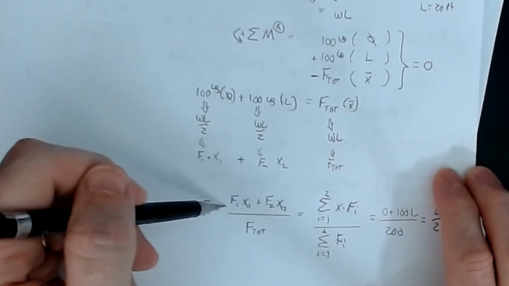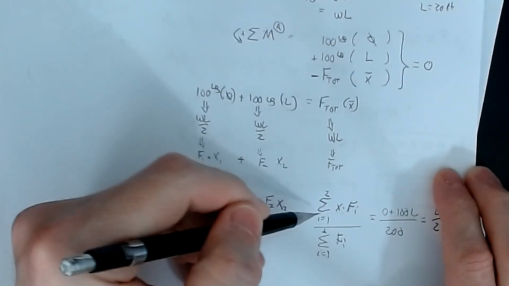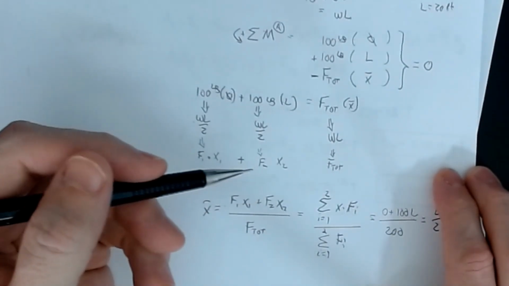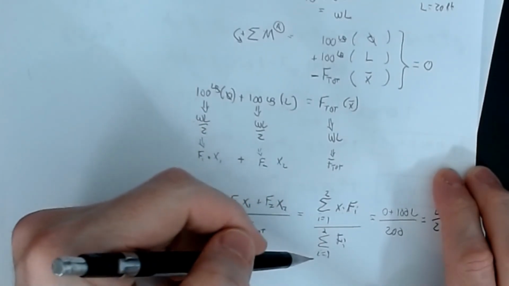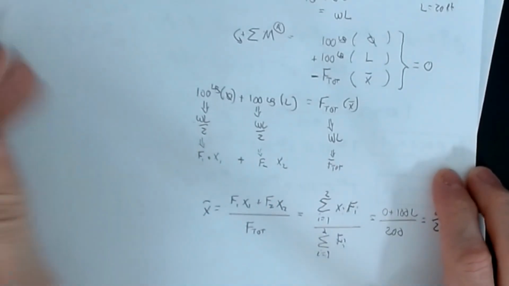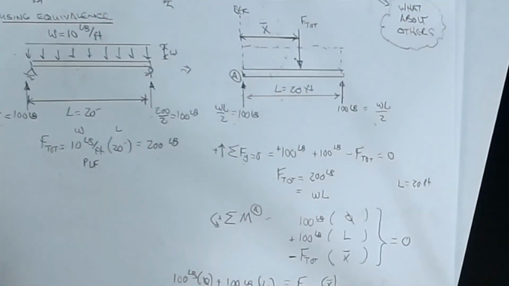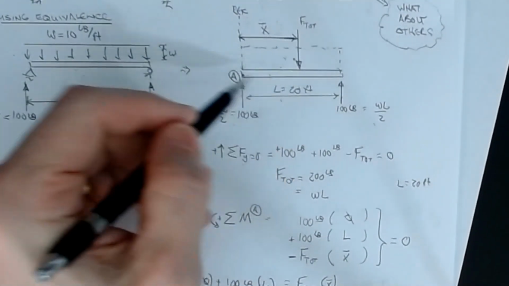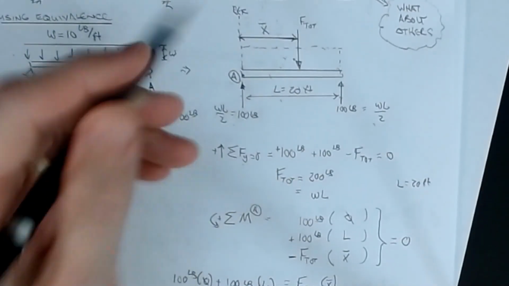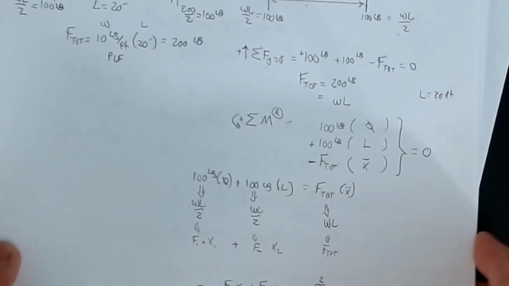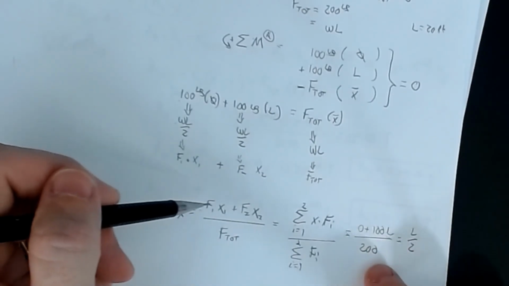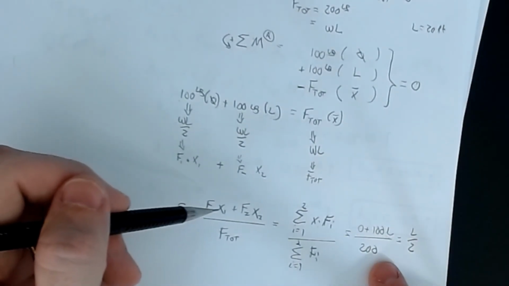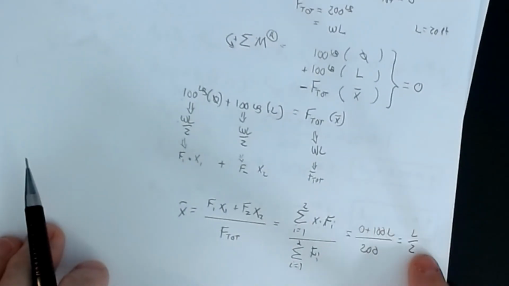And I can write this in summation notation: the summation of i equals 1 to 2 of xi fi, all over the summation of i equals 1 to 2 of fi. What we've done is we've said that I have these two discrete forces, force number 1 and force number 2, that we're dealing with. All right. So if I plug in my math, then I have 0 plus 100L all over 200, which is going to be equal to L over 2. That gets me the location of X bar.